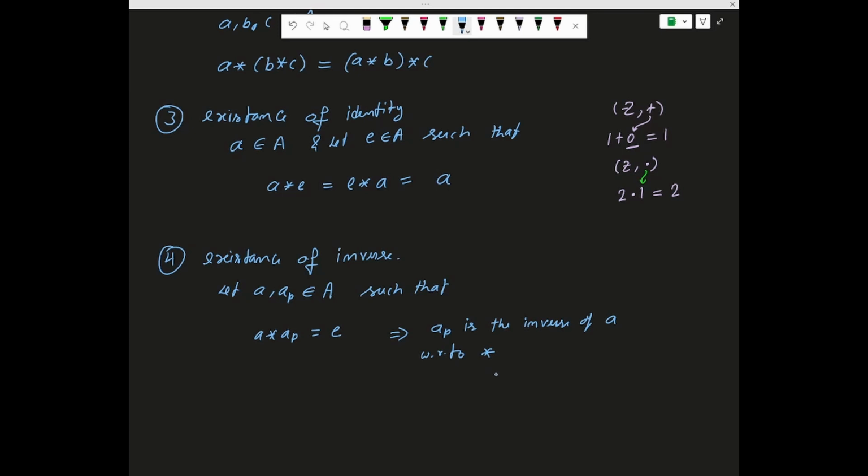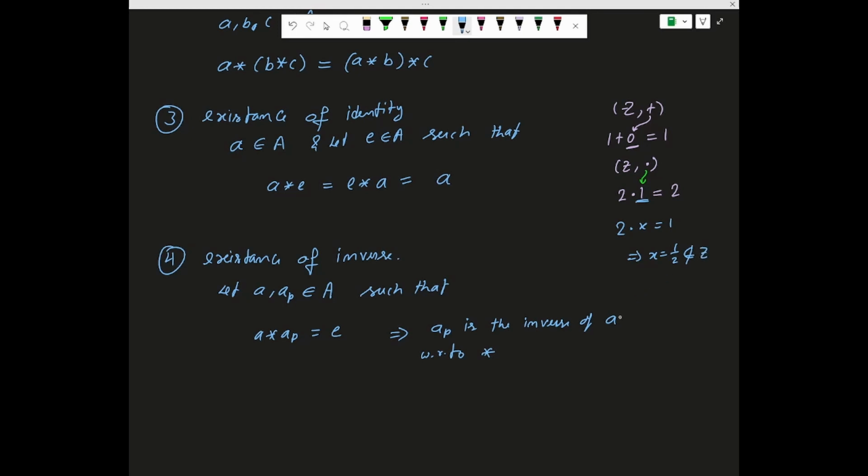It's not true that you always get the same thing. Like here, with this particular dot, when you're applying the inverse, will you be able to find it? No, that's why with respect to dot, it's not a group, because we know that 1 is the identity element. So if I want this to dot with something x, I should get 1. It means my x must be half, which is not a part of Z.